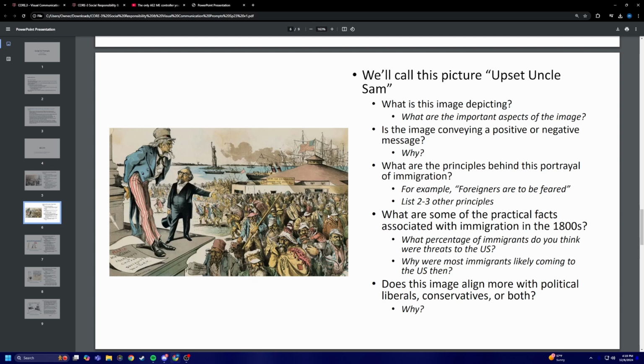Anyway, the principles behind this portrayal of immigration, I'd say, are definitely foreigners to be feared. That's clear. It's going to be about how they're stealing jobs. That's another principle, and how they're dirtying up the nation, which is how this portrays them, which is definitely a very negative viewpoint.